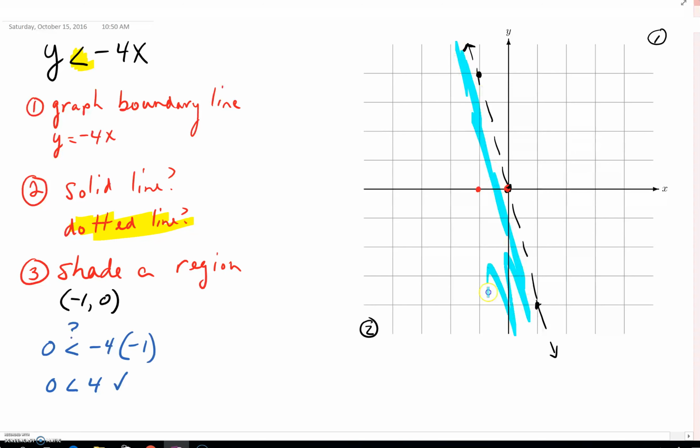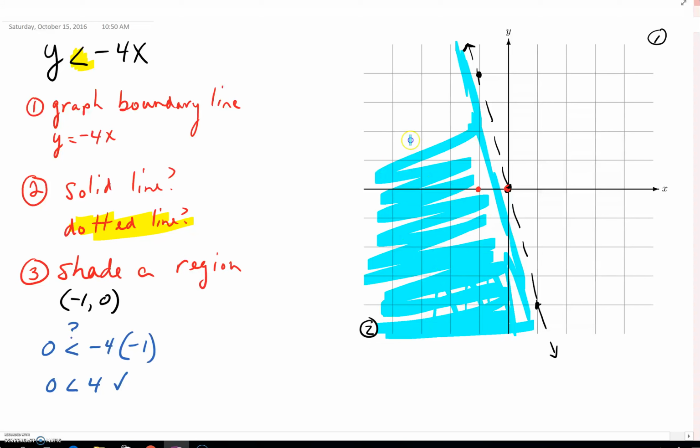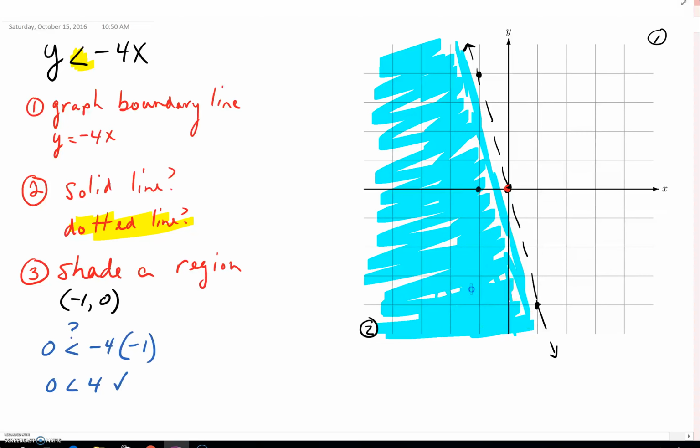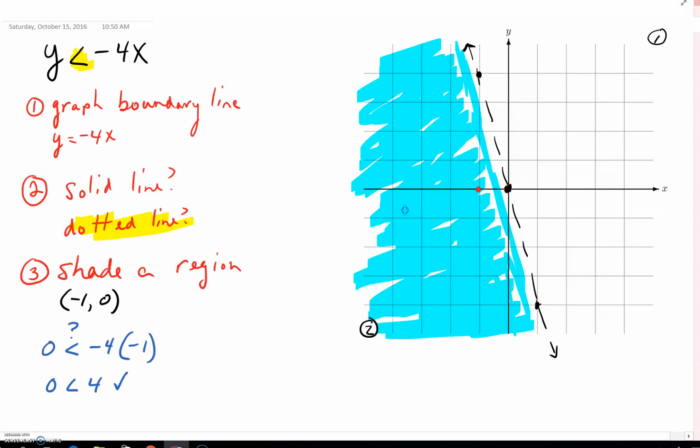So I will shade this region here. This will be our answer, this entire region. Any point that we pick in this region is going to be part of our solution. So any one of these points will work for our original inequality of y is less than negative 4x. So that is it for just this video.